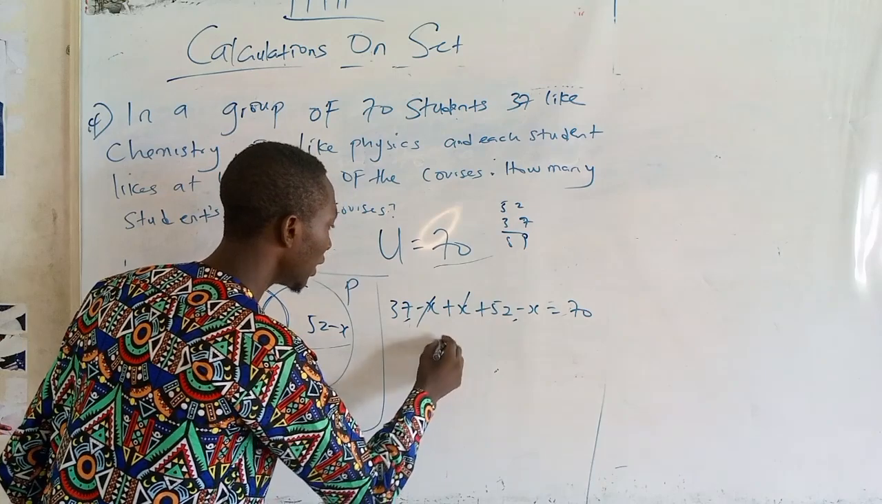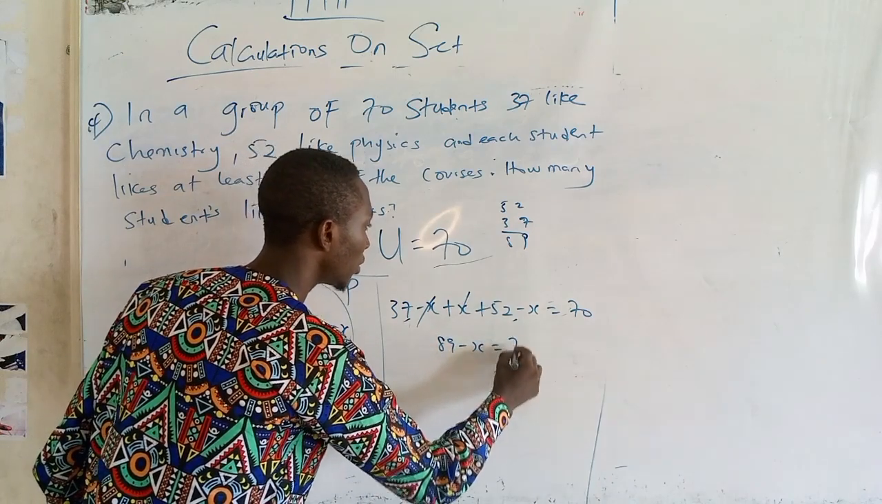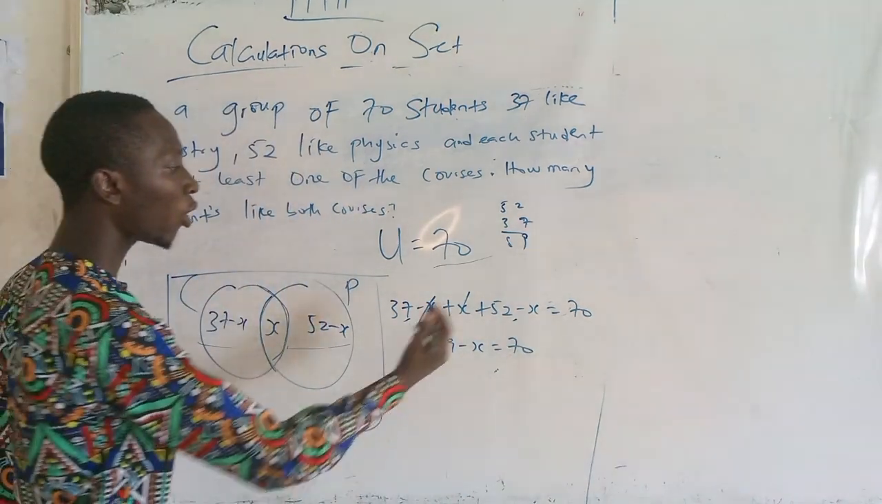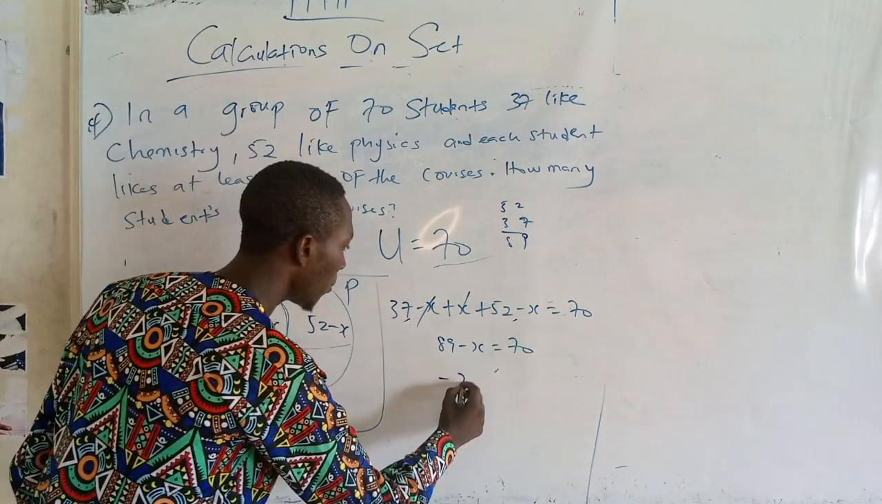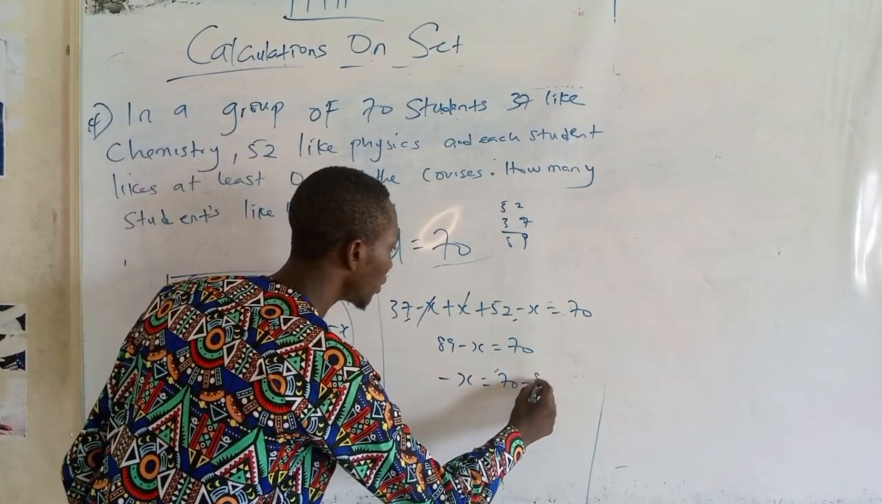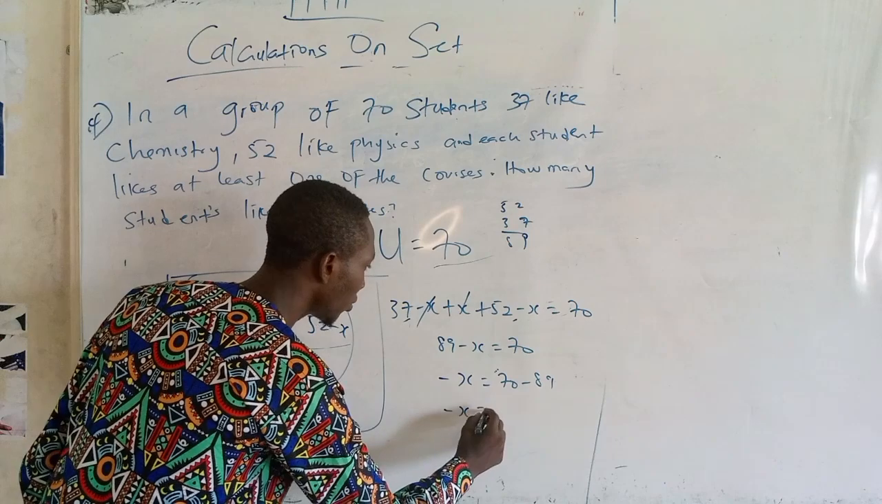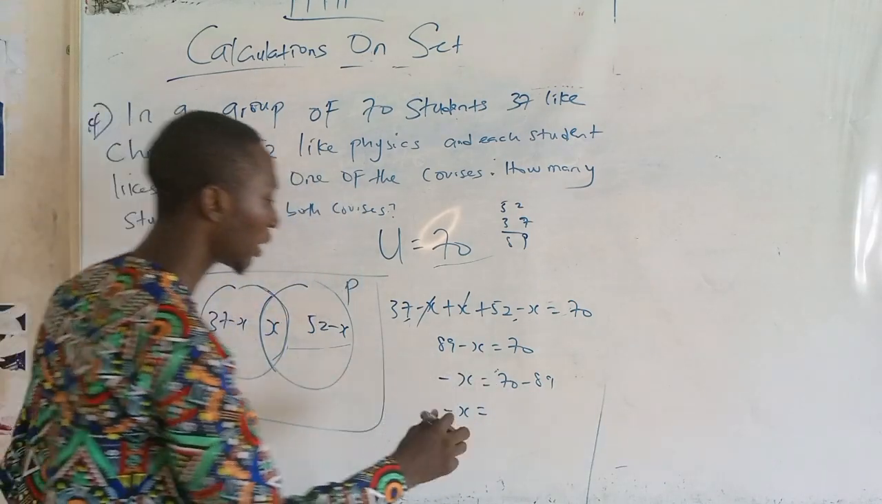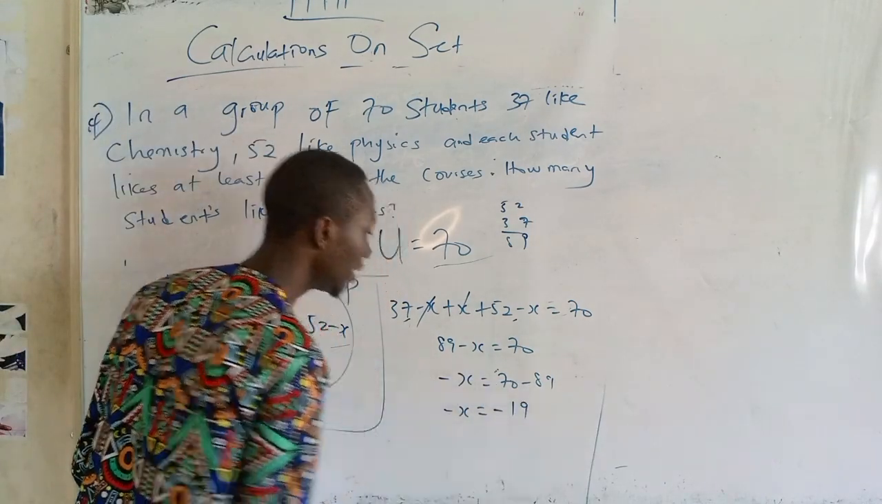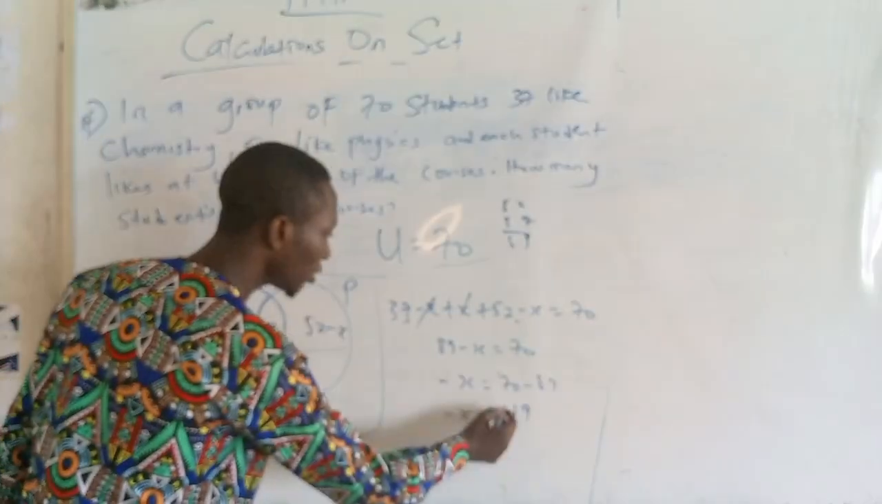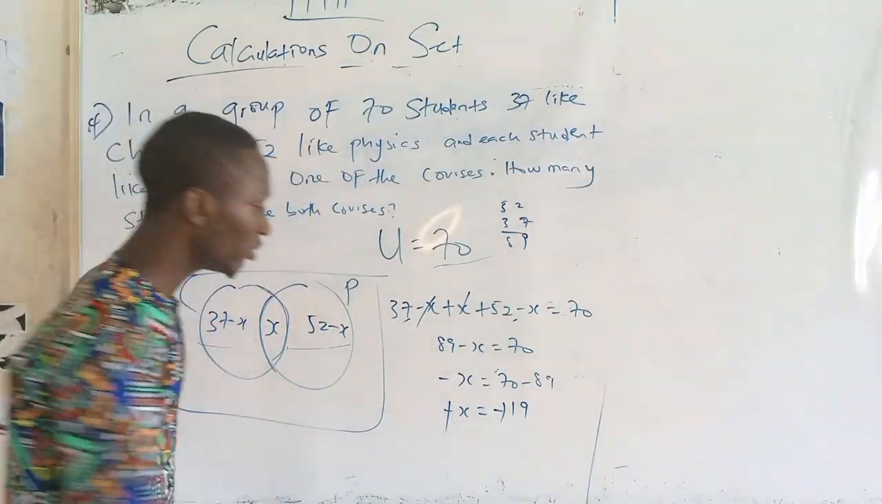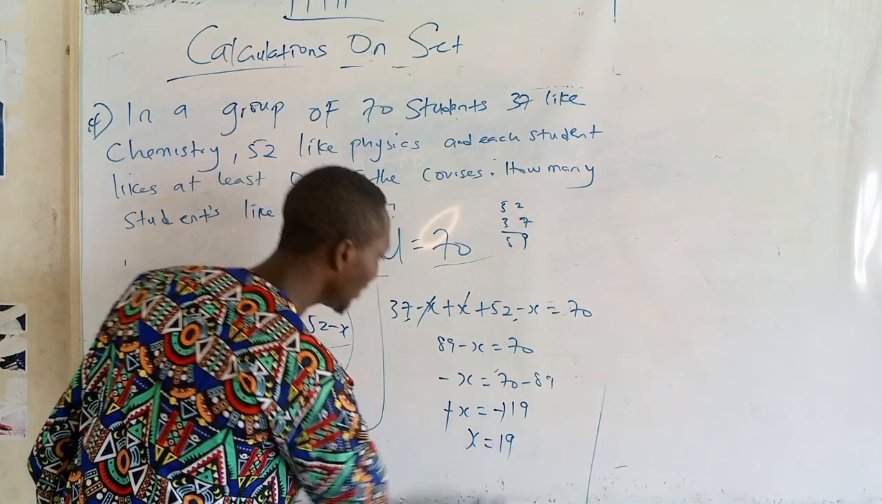So it becomes 89 minus S equals to what? 70. Collect like this. It will become minus S equals 70 minus what? 89. Minus S equals 70 minus 89. Punch it into your calculator and it gives you what? Minus 19. Now minus can cancel minus, and then you are left with S equals 19.